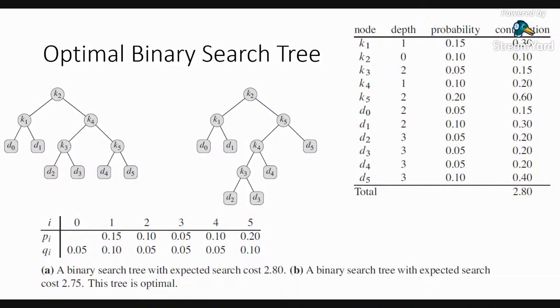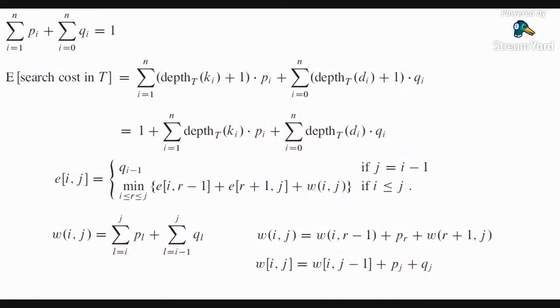What is this A part? This A is nothing but this tree, and B is nothing but this tree. So A is a binary search tree with expected search cost 2.8, and B is nothing but a binary search tree with expected search cost 2.75. 2.75 is better. This is also optimal. Now, how can we construct this?